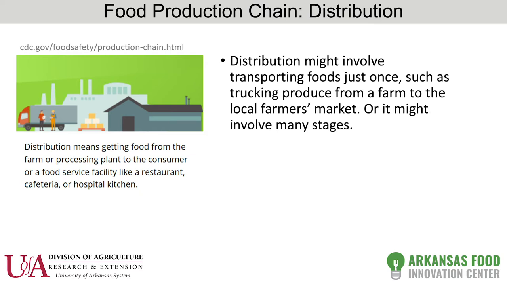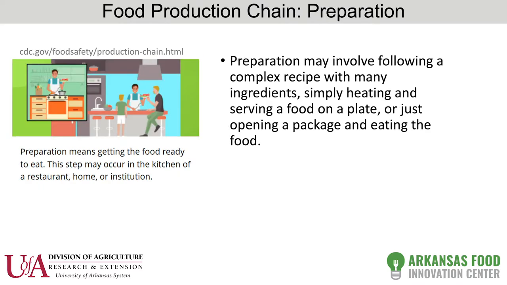Examples of contamination that can occur during distribution include: if refrigerated food is left on a loading dock for a long time in warm weather, it could reach temperatures that allow bacteria to grow. Fresh produce can be contaminated if it is loaded into a truck that was not cleaned after transporting animals or animal products. The final stage of the food production chain is preparation, which means getting the food ready to eat.